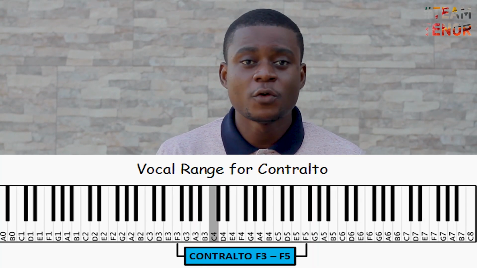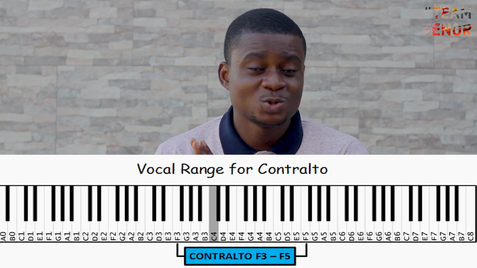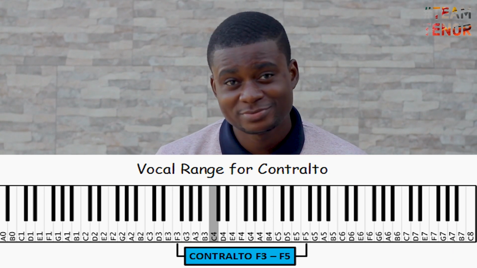The last female voice we'll be looking at is the contralto. The contralto has the lowest tessitura in the female register. They have a lower, darker voice, and also they can't quite go very high. So they are just down there, you know.